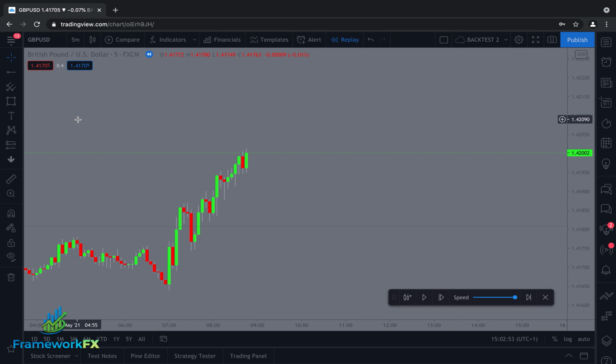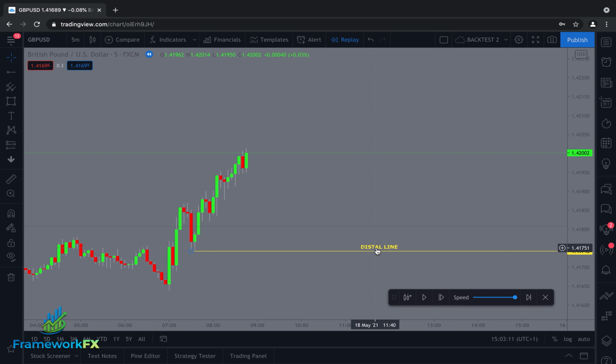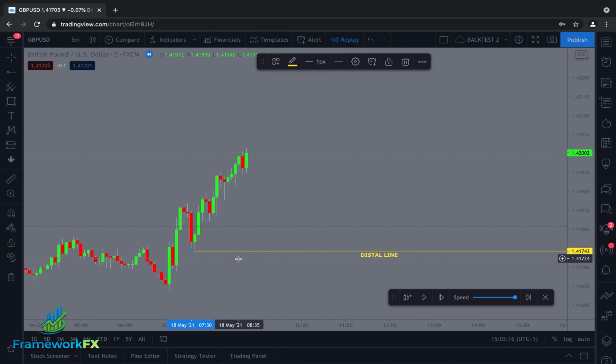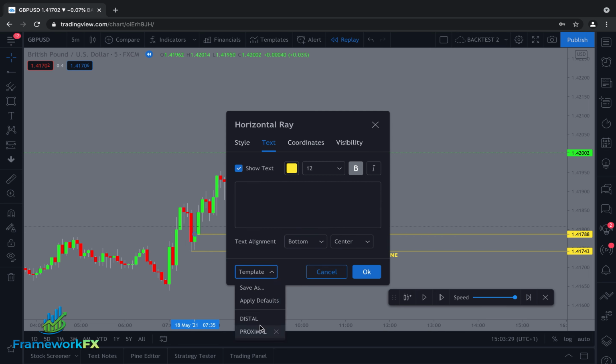Okay, so what we want to do is we want to add in our lines. So we're looking at the big first power move there. So we'd be putting our distal line there, so let's just chuck that in there, because the distal line is the furthest from current price, and then we want to be putting in our proximal line, which will be there, the close just before that strong push, and let's just put that there.